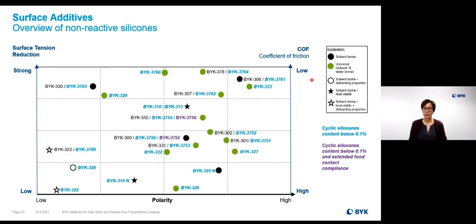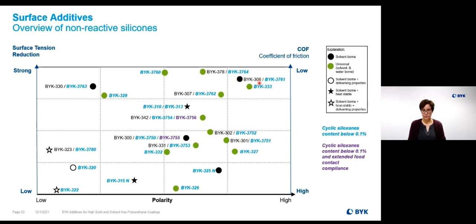And we can also list them according to their ability to reduce the slip, or the COF, the coefficient of friction. We have, for example, the BYK 322, which is very low in polarity and has only a minor impact on the surface tension reduction, like the 320 does. Here above, we have the very strong ones, like the 378 or 306. These additives have a strong impact on the reduction of surface tension, and they also give a high slip or a low COF.